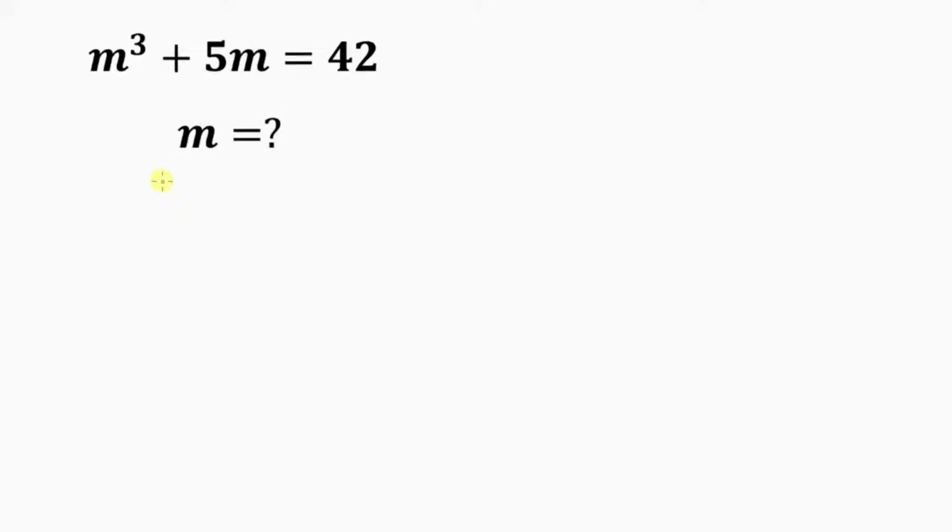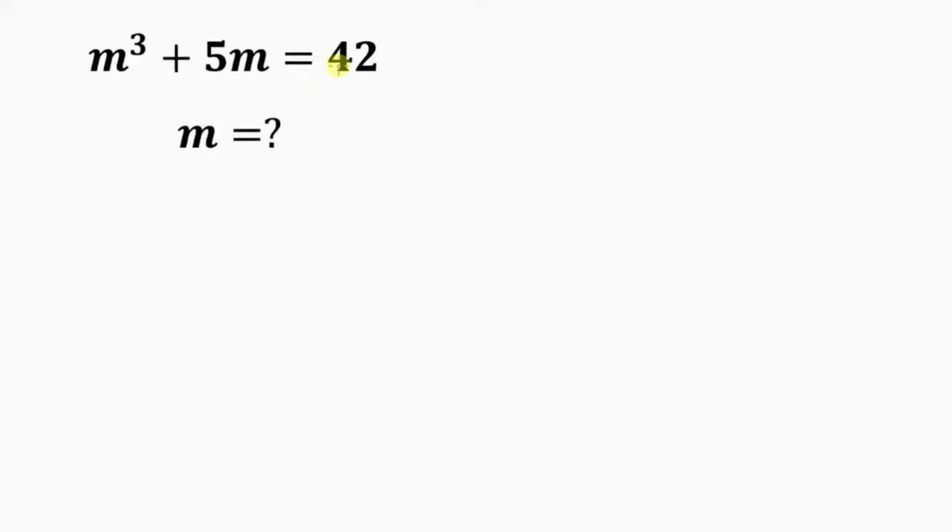This looks like a fun one. We're told to look for the value of m, which satisfies m to the power of 3 plus 5m equal to 42. Well, we're not just going to be looking for just one value of m. We're going to cover all the values of m, both complex and real values. So what is the first step to take?